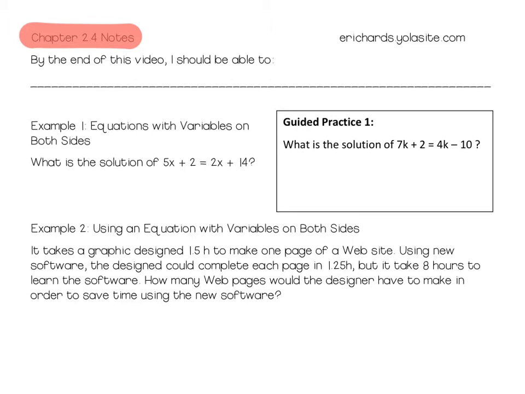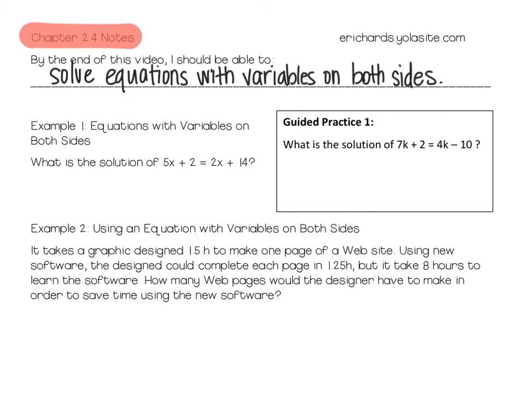Chapter 2.4 notes. By the end of this video, you should be able to solve equations with variables on both sides. So, example 1, what you want to do every time you're solving an equation is to identify your variable. So, I have an x and an x there. So, one variable, but it's in two different spots. I have 5x and then I have 2x on the other side of the equation. What I need to do is make them be on the same side of the equation.